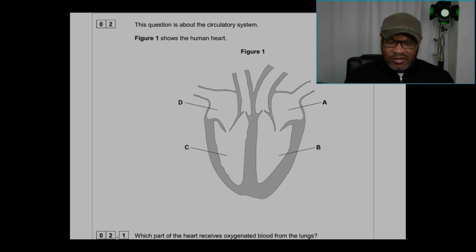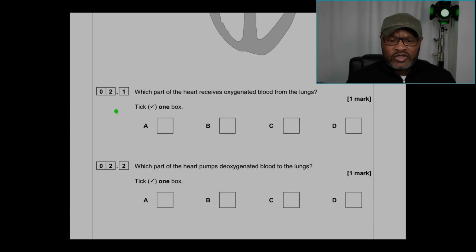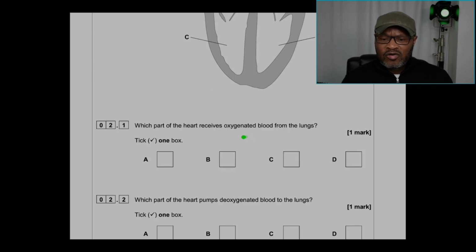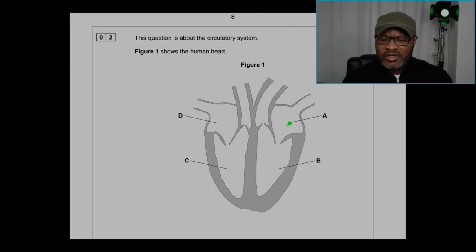And now let's look at what the question has got to say. Question 2.1. Which part of the heart receives oxygenated blood from the lungs? So oxygenated blood will be A. So we're expecting that to be A.